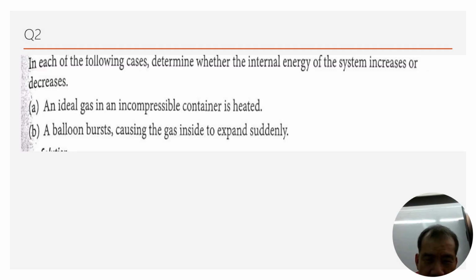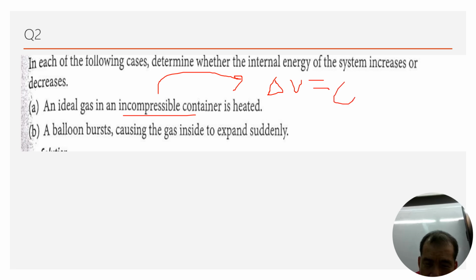For this question number 2, you realize that this ideal gas is heated, and this ideal gas is inside an incompressible container. There's a keyword: incompressible. Incompressible just means delta volume equals 0. Because delta volume equals 0, work done is 0, because the work done is PdV or P delta V. So your W is equal to 0 as well. These are all clues to how you will draw your graph later.